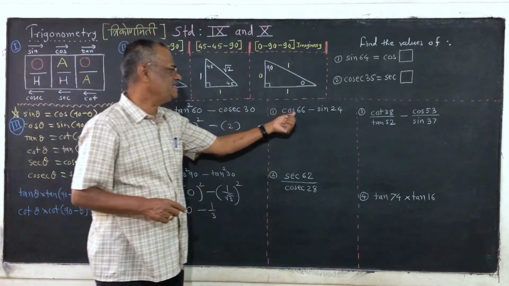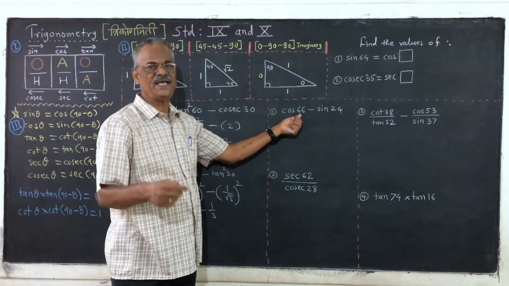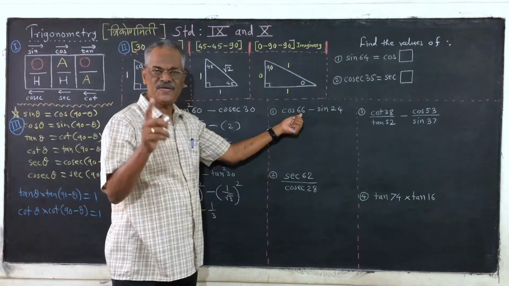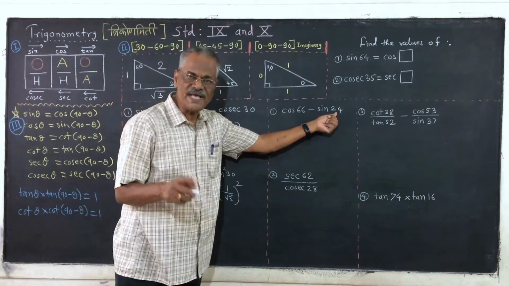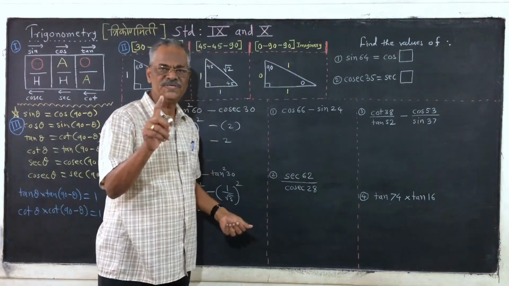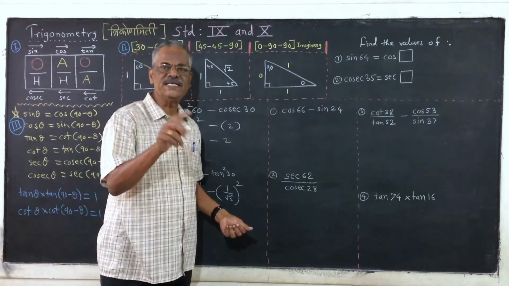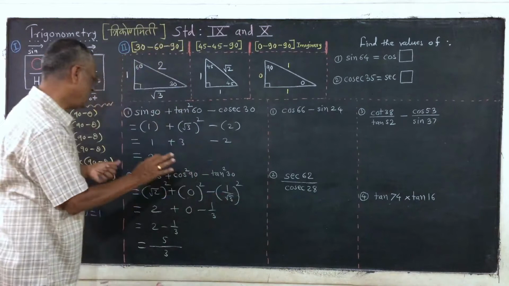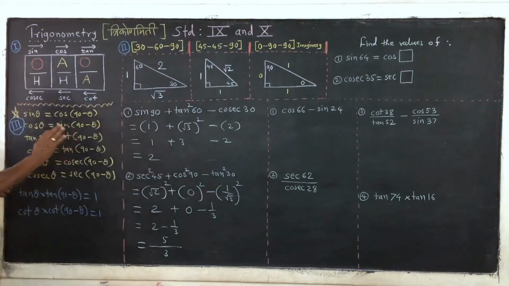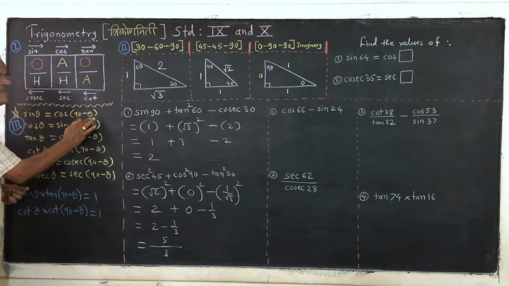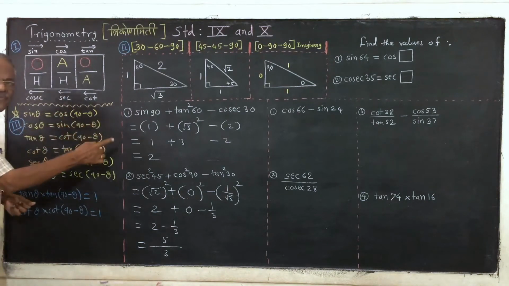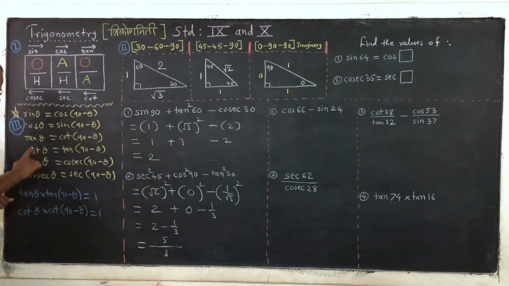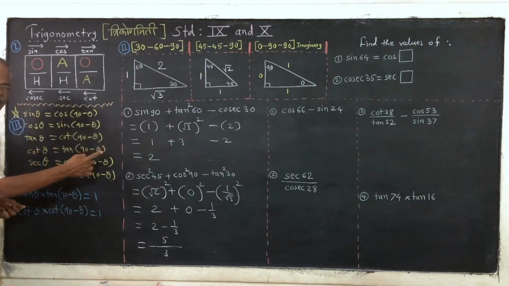आता this is very interesting another type. 66, measure of the angle is 66. कोणाचं माप इथं 24 आहे. It is not 0, 30, 45, 60, 90. So remember that another identity. What is that very very important identity? Sin theta is equal to cos of 90 minus theta. Cos theta is equal to sin of 90 minus theta. Tan theta is equal to cot of 90 minus theta.